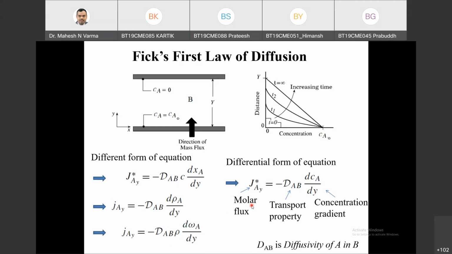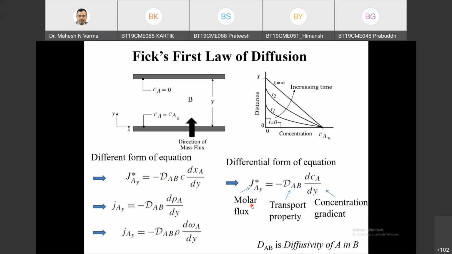Certainly, if you have diffusivity in molar form, then accordingly you will get a unit, and that will be given somewhere else, what kind of diffusivity it is and all. So what is the special case, whether density remains constant or some other, that will be given. So this is Fick's law of diffusion.